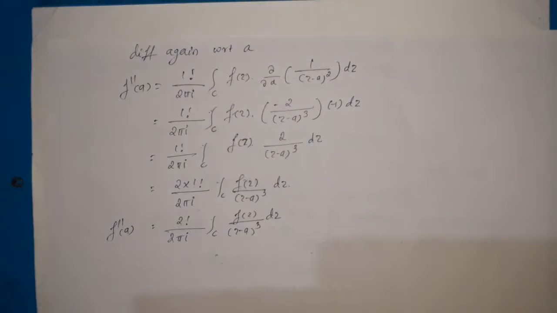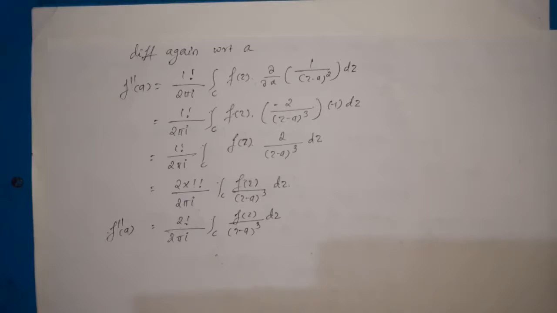So here in case of f dash of a, this is 1 factorial and this is (z minus a) whole square, and for the second order derivative that becomes 2 factorial and this becomes 3, and for the third order derivative the same will be 3 factorial divided by 2 pi i integration over C f of z divided by (z minus a) whole power 4, and for the fourth order derivative this becomes 4 factorial and this becomes (z minus a) whole power 5, and the remaining things will be the same.